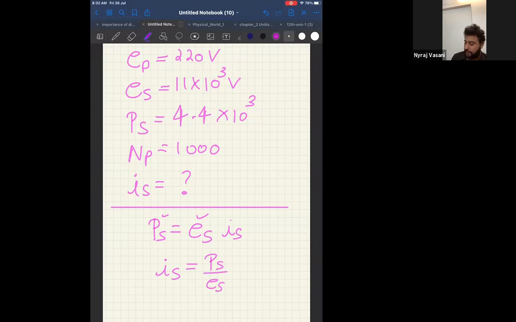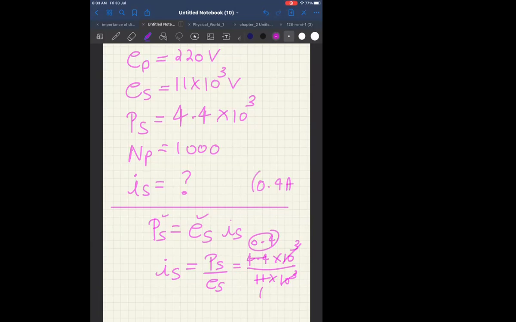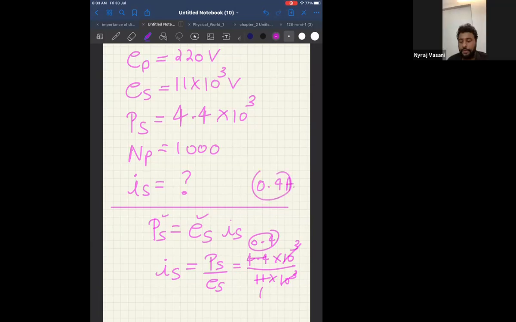Now what is PS? That is power of the secondary. That is 4.4 into 10 power 3 divided by 11 into 10 power 3. Therefore, can I say 10 power 3, 10 power 3 will cancel. 11 ones are 11, 11 fours are 44, but it is 4.4, therefore 0.4. Therefore, answer will be 0.4 ampere. Is it clear, all of you? So please make a note of this, where answer is 0.4 ampere.